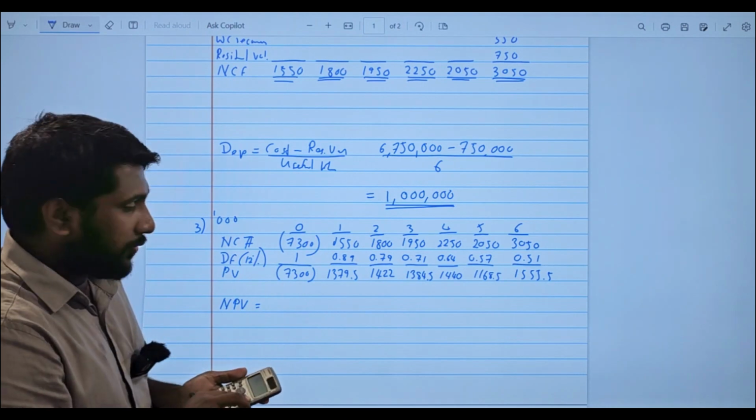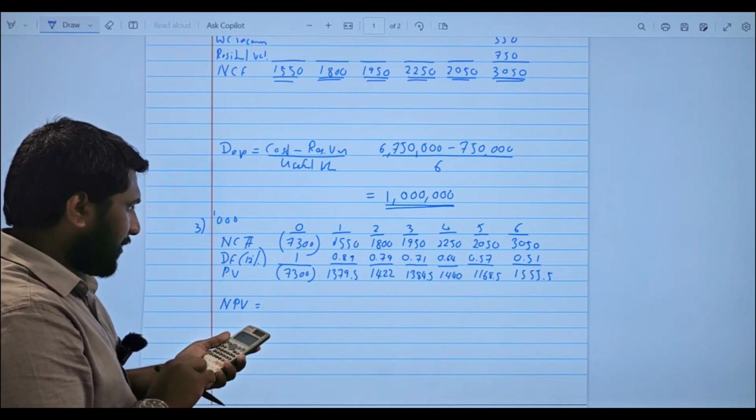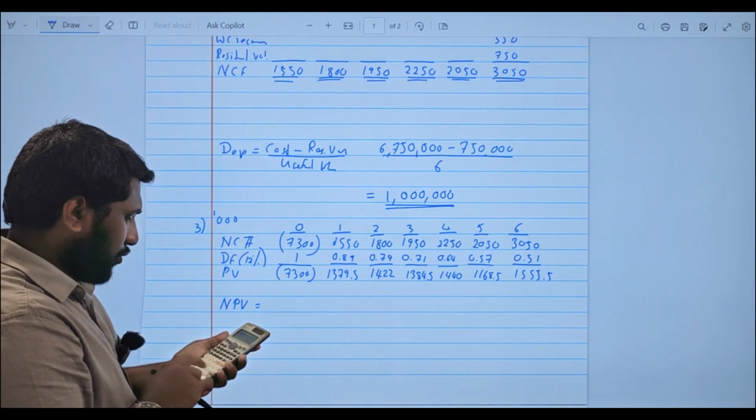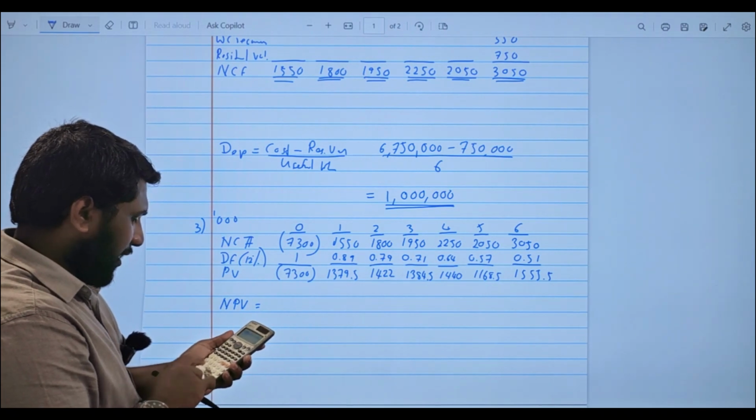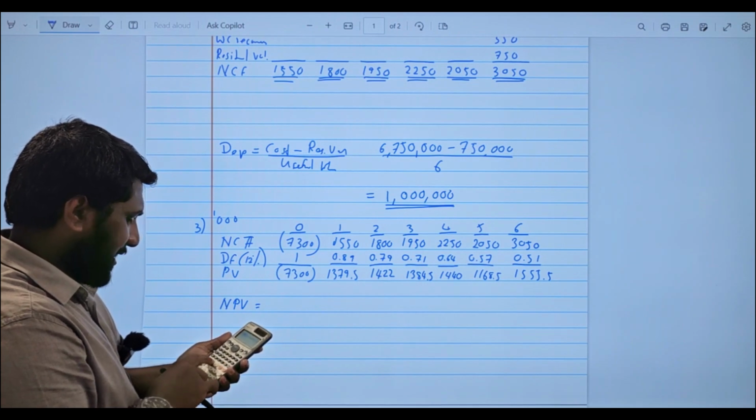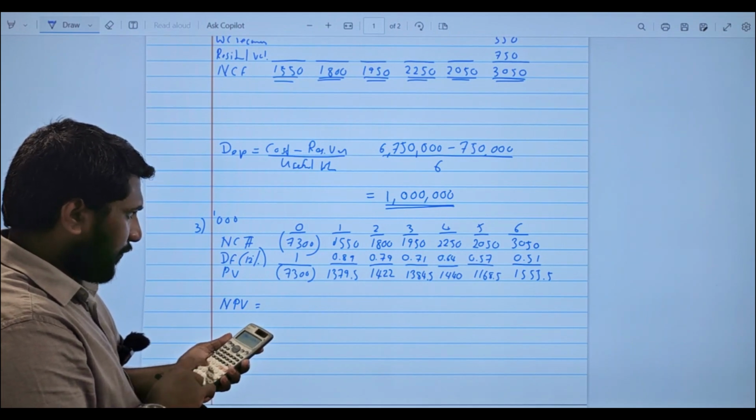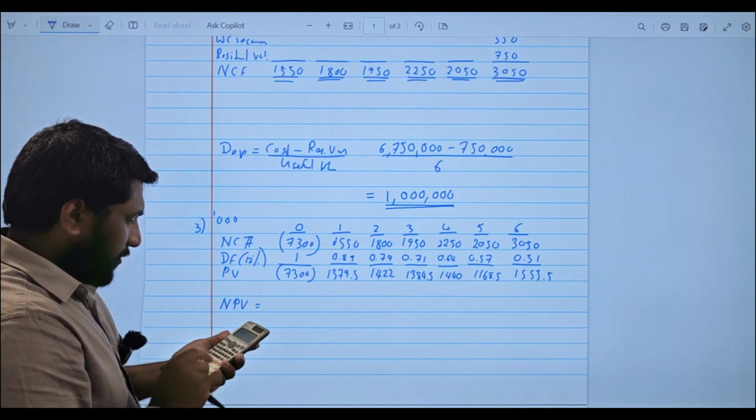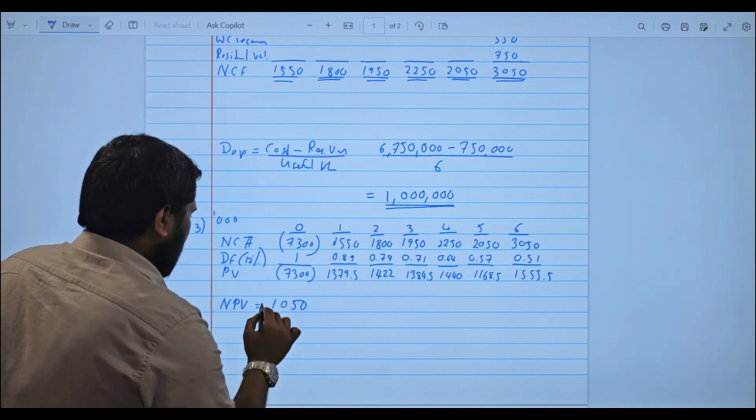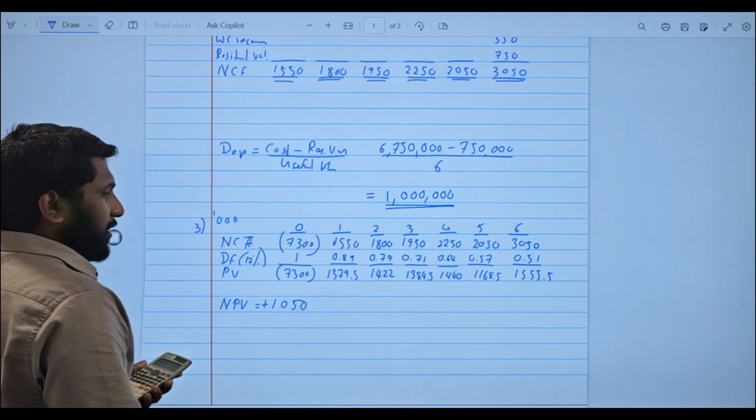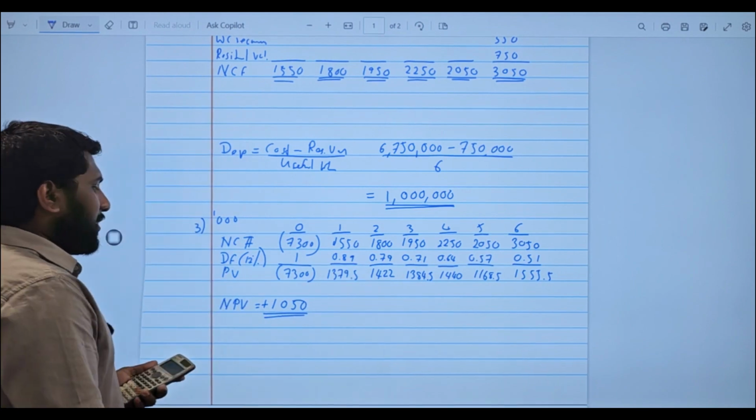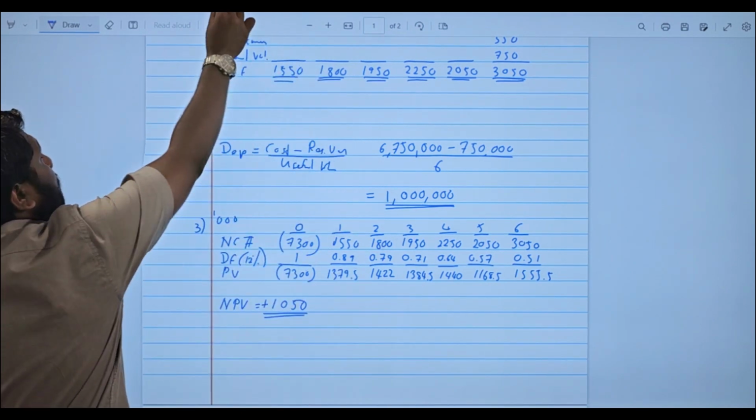So now let's calculate the NPV, net present value. This is a negative one, don't forget: negative 7300 plus 1379.5 plus 1422 plus 1384.5 plus 1440 plus 1168.5 plus 1555.5. So I am getting a value of 1050 positive, which means 1,050,000. This is the answer for the third part of the question.